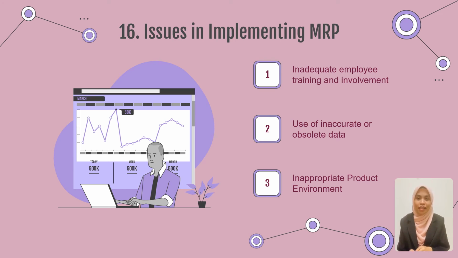Last but not least is the inappropriate product environment issue. The success of an MRP system usually depends on the product environment. The system is useful only when an organization needs to purchase many items, a majority of which are components and parts. The demand patterns of these items should be dependent in nature and irregular in timing. Moreover, the lead time for purchase of these items should be consistent. Next, Nabila will continue the presentation.